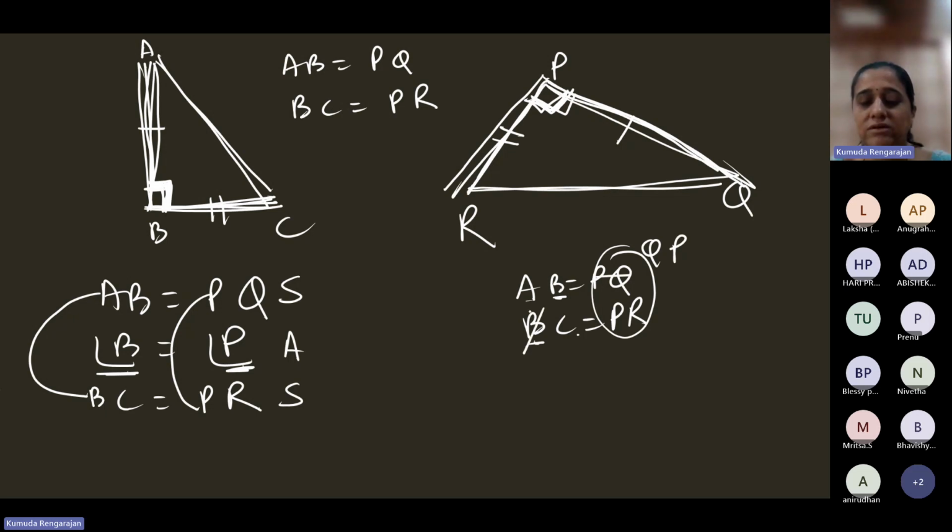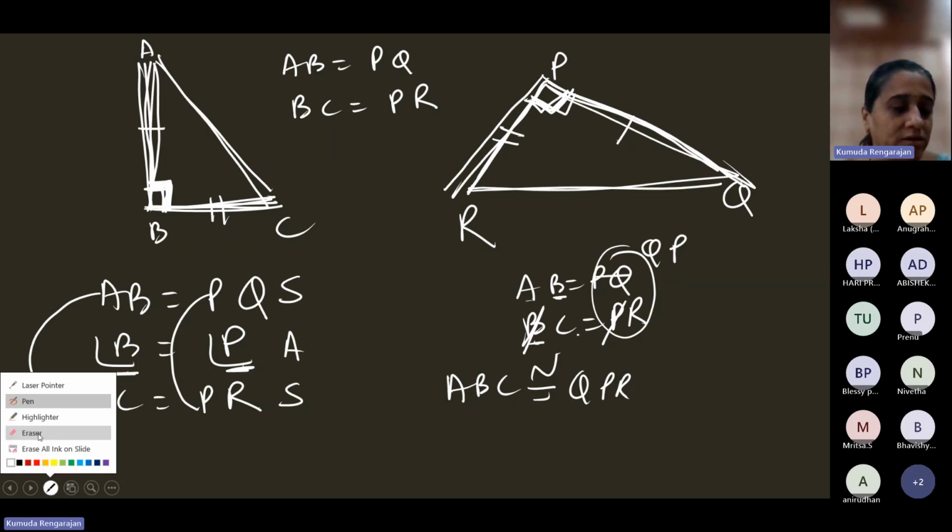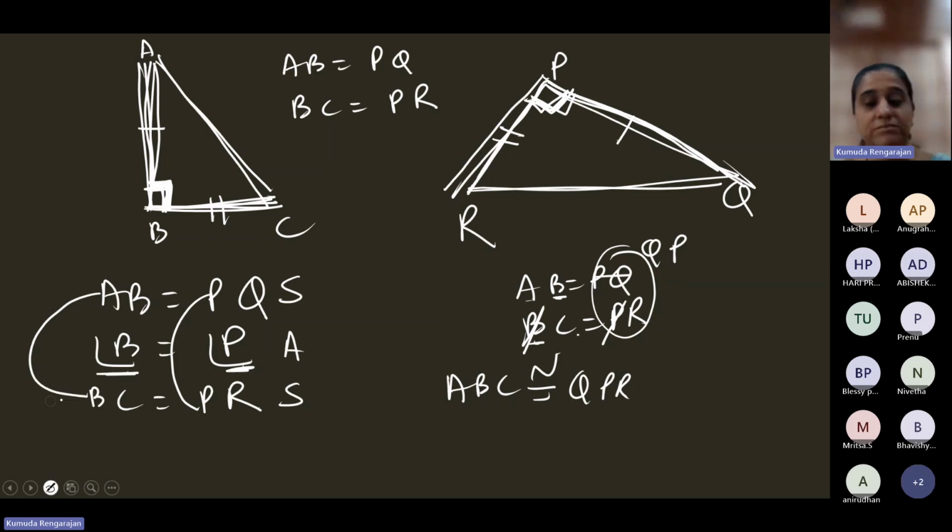Then I told you just take away this one. So ABC is congruent to QPR. The triangle ABC is congruent to QPR, not PQR. Only if you name this correctly can you get the remaining results. That is the results you write for CPCT correctly. If you go wrong in naming the triangles here, your CPCT results also will be wrong.